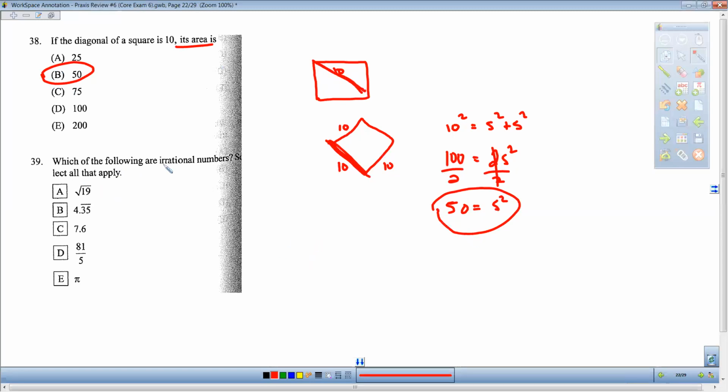Number 39, which of the following are irrational numbers? So if you look here, you see a decimal with repeating. Well, that's a repeating decimal, which can still be written as a ratio. That one's out. Here's another decimal. Here's a fraction. This is pi, and this is the square root of 19, and 19 is not a perfect square. So A and E are both irrational numbers.